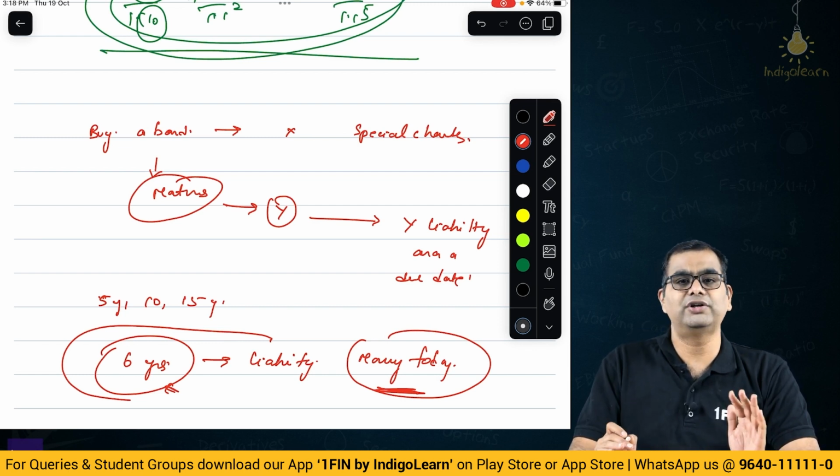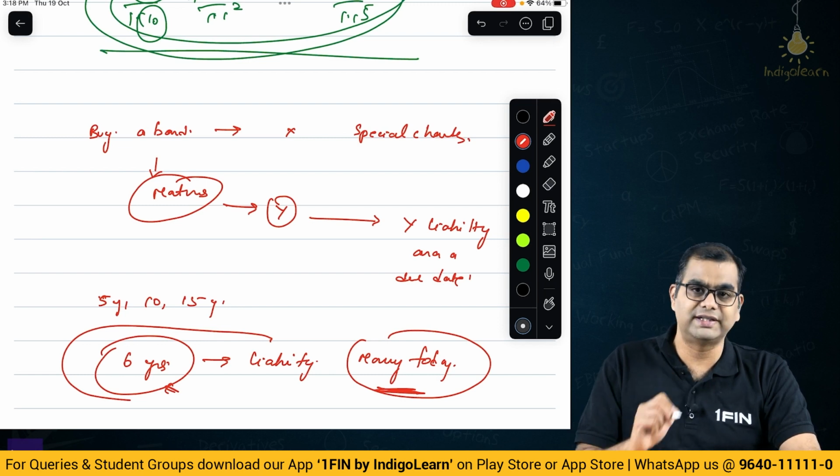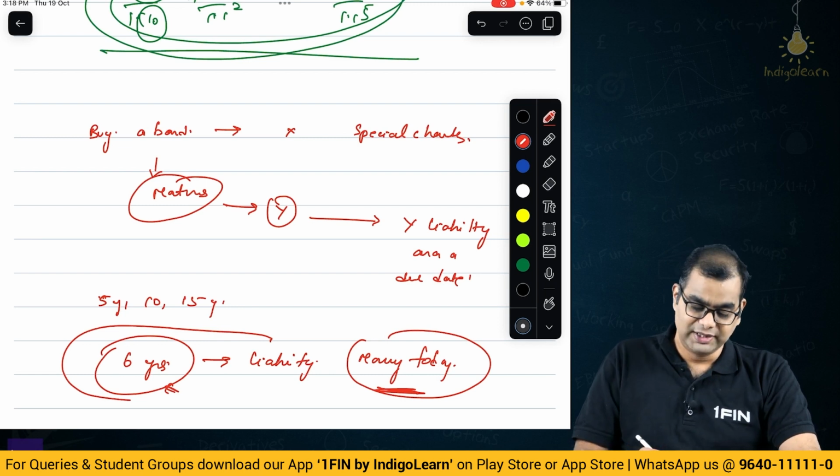What is the way in which you can do this? And specifically, there is no 6-year bond. Please note, I specifically designed this question in such a way. There is a 6-year liability, but there is no 6-year bond.